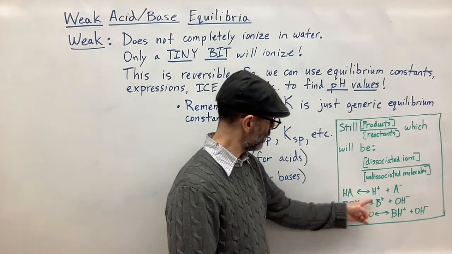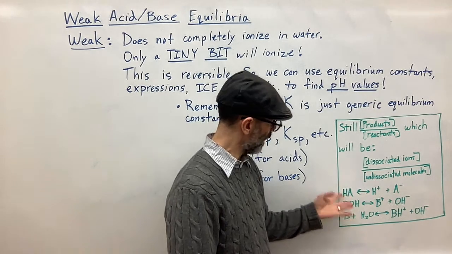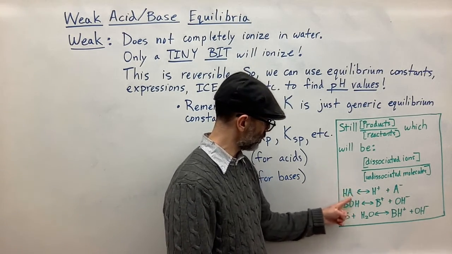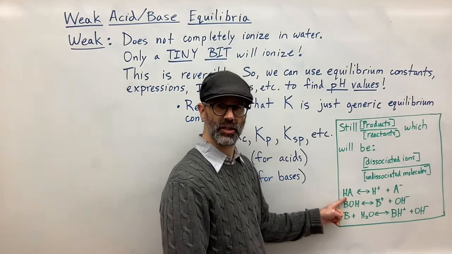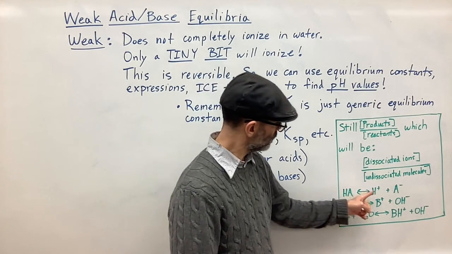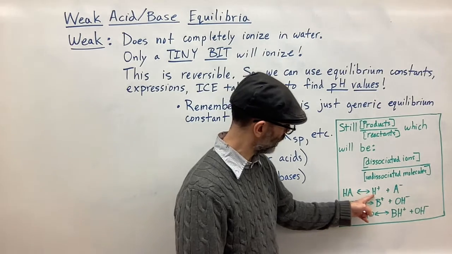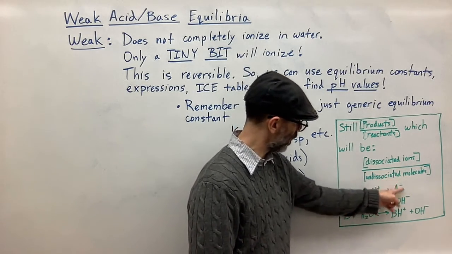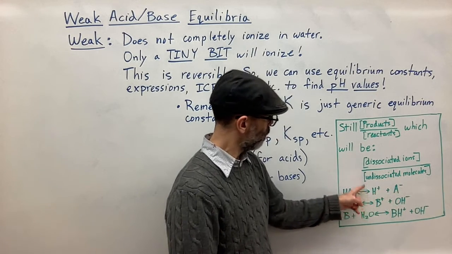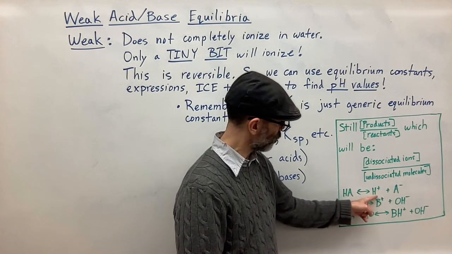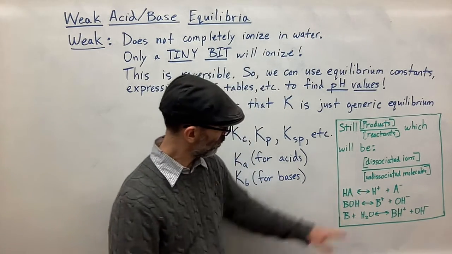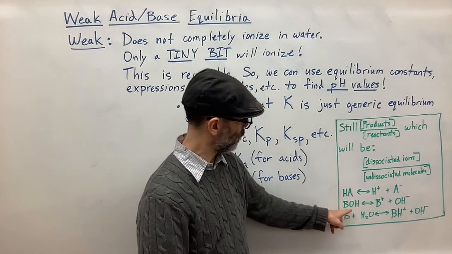If this is a weak acid, then most of the substance in water is going to be in the molecular form. But some of it, a tiny bit, will be in the ionic form. So Ka would be the concentration of your A minus times the concentration of your H plus over the concentration of HA.